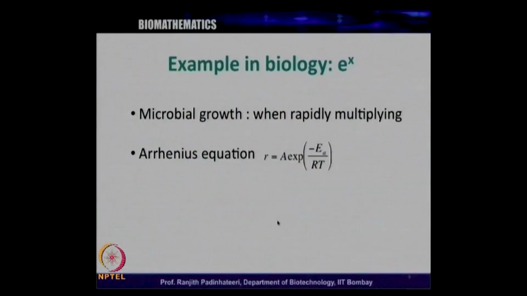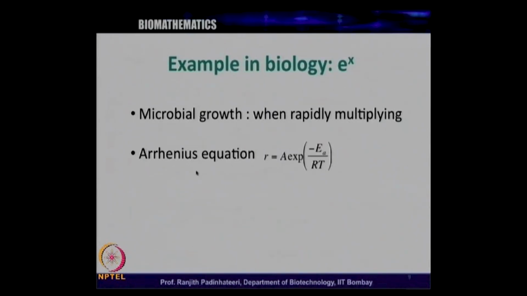In these examples, when rapidly multiplying bacterial cells, for example, or yeast cells, we call it exponential phase or exponential growth. Sometimes it's also called a log phase. In the log phase, things grow exponentially. And why we call it log phase, we will come to that later. But in the log phase, the number of microbes is growing like e power x.